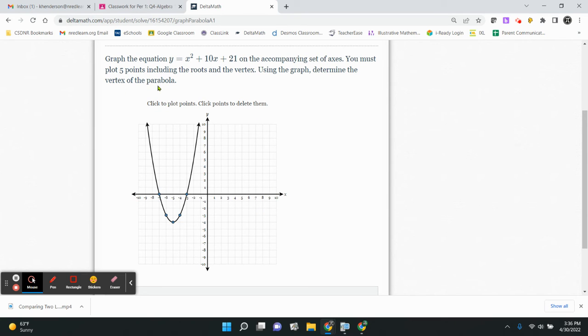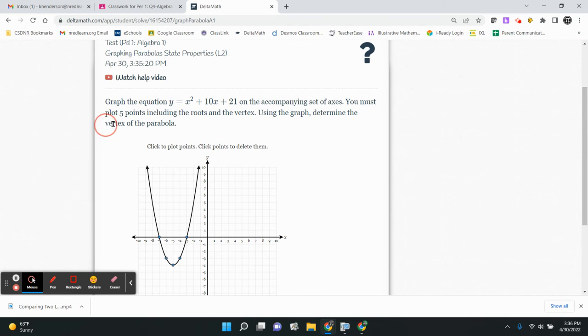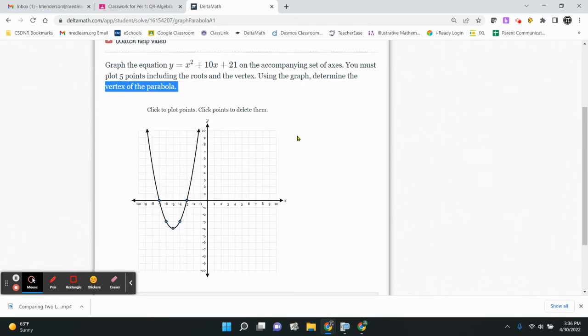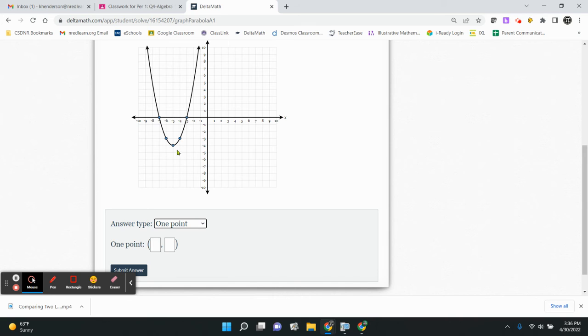Using the graph to determine the vertex of the parabola. Oh, that's not the axis of symmetry. A vertex is a point. This is a good question. Determine the vertex of the parabola. So the vertex is this point right here. So that is a single point, and it is negative 5, negative 4.